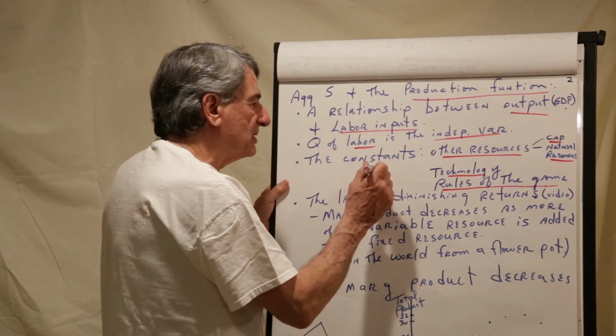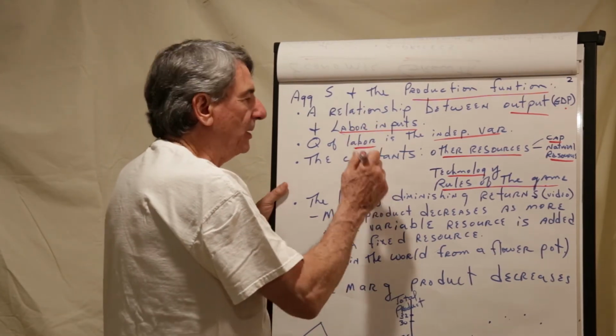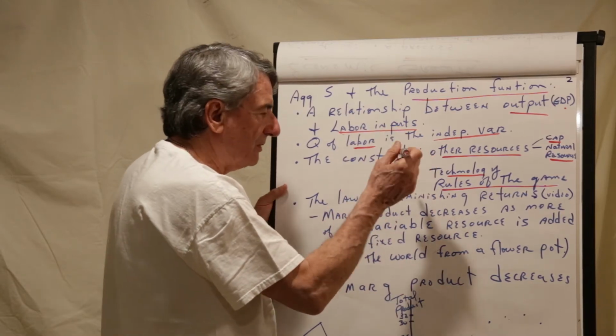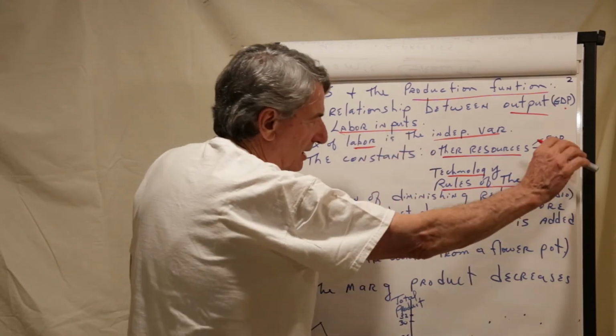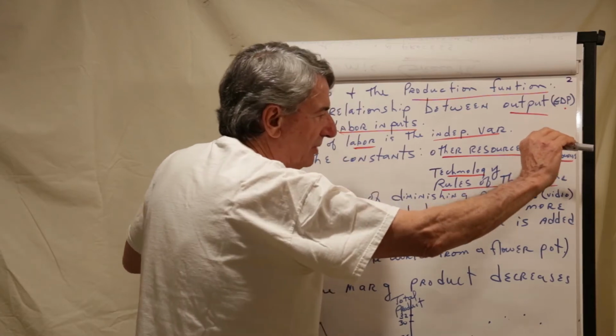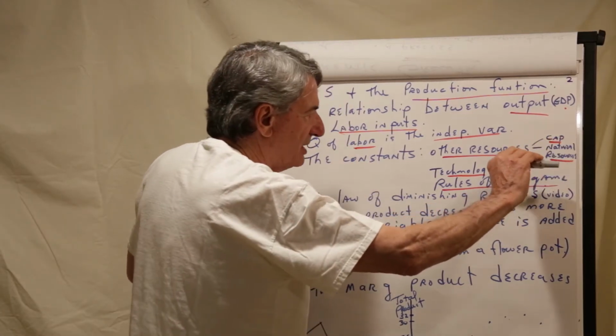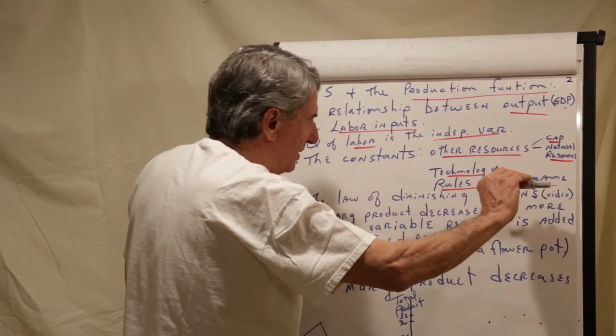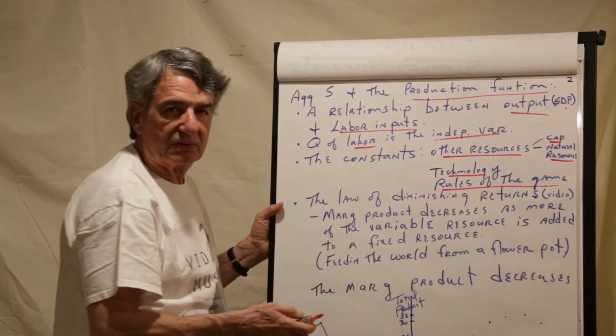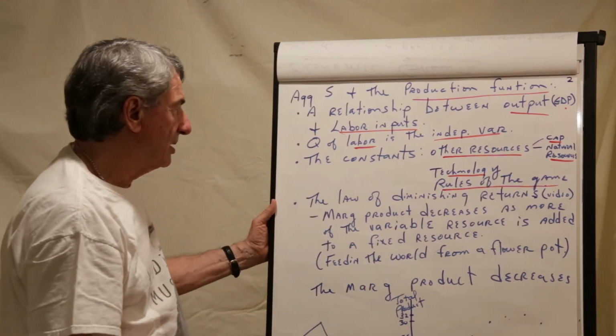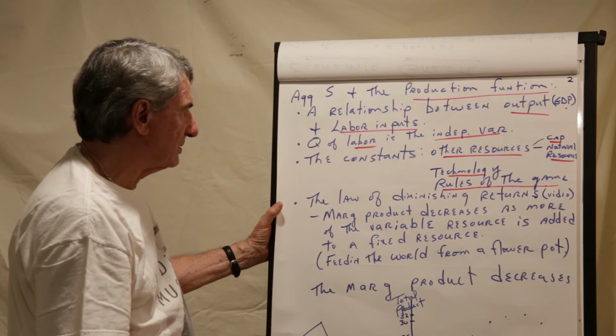So our independent variable is the quantity of labor. Our dependent variable is real GDP, assuming that we have a certain amount of capital, a certain amount of natural resources, a certain technology that doesn't change while we're talking about this, and the rules of the game don't change. So that's the production function.